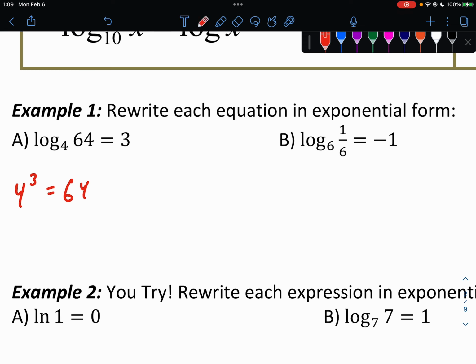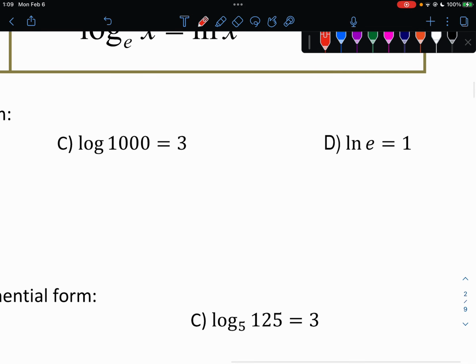So second one, we're going to write 6 to the negative 1 equals 1/6. Let's remember the base is 10, so this is 10 to the third equals 1,000. And for the last one, remember the base here is e, so this is e to the first equals e, because the argument becomes the answer.